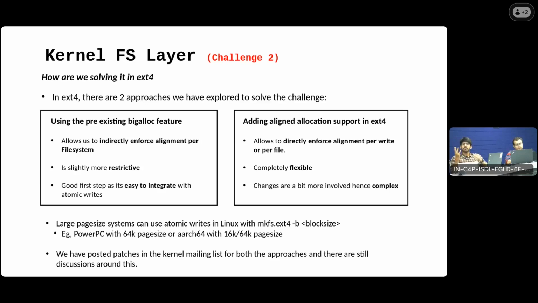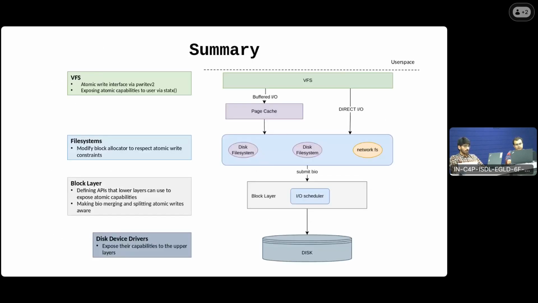So we have posted changes. We have posted the patches for the bigalloc integration with atomic writes and the atomic write interface in ext4, as well as aligned allocation interface with atomic writes as well. And they're still kind of in discussion, but yeah, the community, we are still working on that. So yeah, that was the changes we made on the ext4 side.